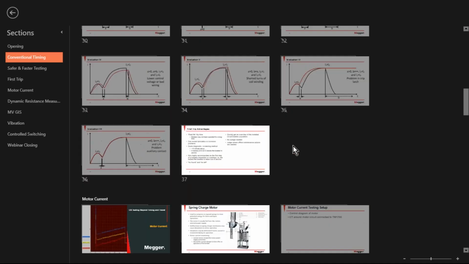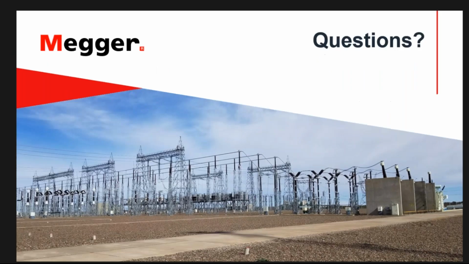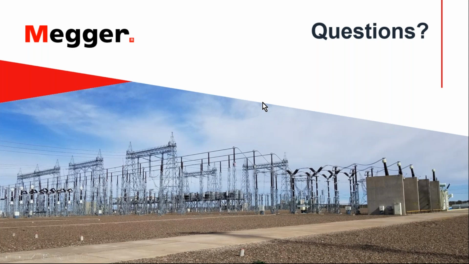All right, thank you. Next over to Volney. Is DRM required only for SF6 CB and not for VCB?